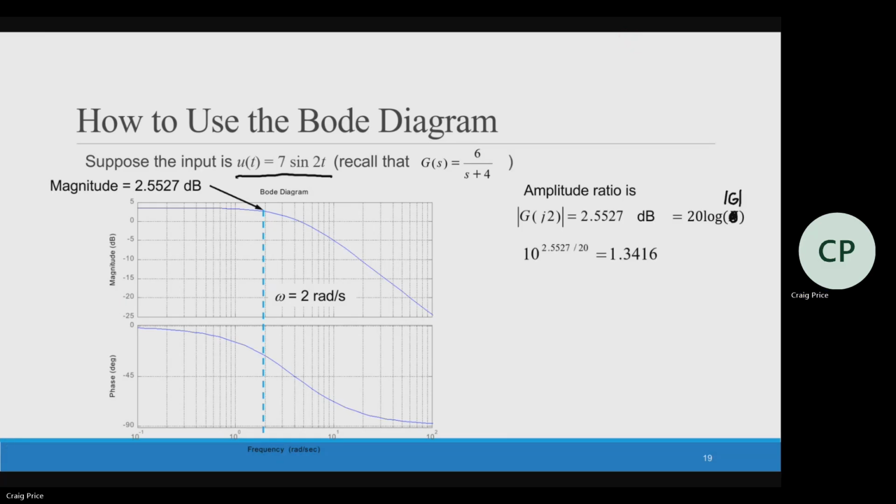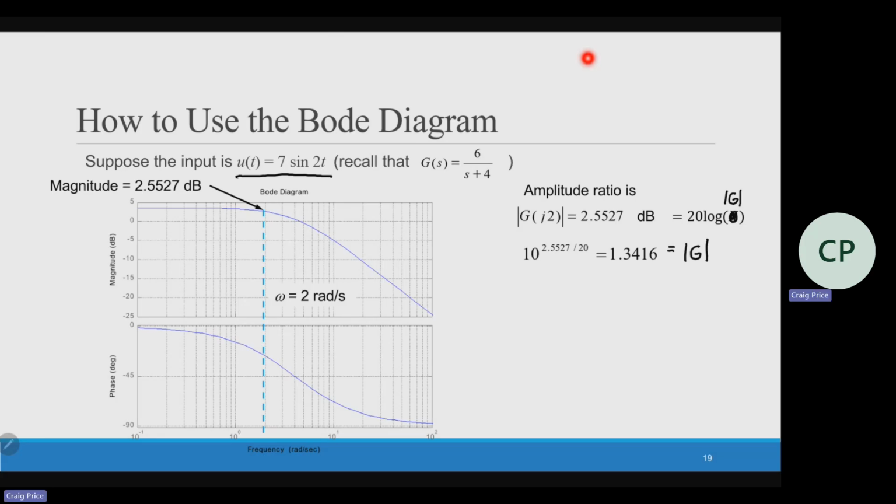So to find the actual amplitude ratio, we're going to take that 2.5527 first, divide it by 20, and then we take 10 to that power. And that's how we cancel it. That's how we get rid of the log. And so this is our actual amplitude ratio when we take it out of decibel form, 1.3416.